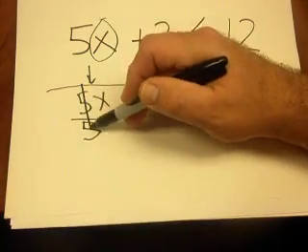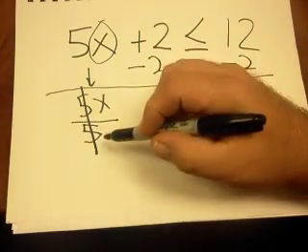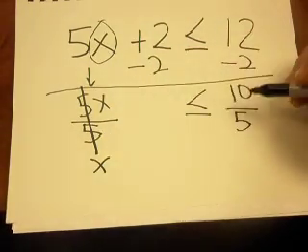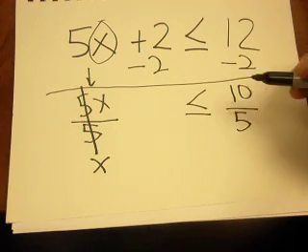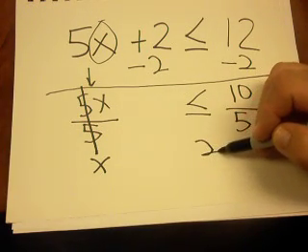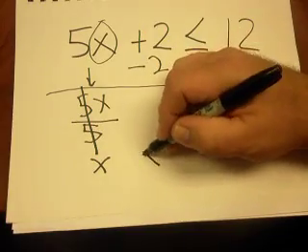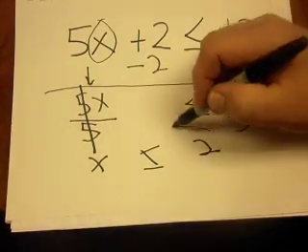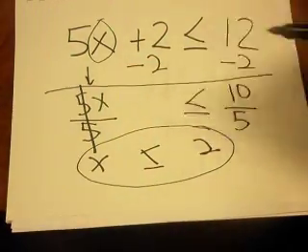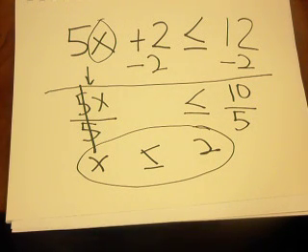5 divided by 5 is 1. I can draw myself a big 1 through there and put my x. 10 divided by 5 is 2. So I'm going to put 2 on this side. And before I bring the symbol down, I ask myself that same question again. Have I divided by or multiplied by a negative? The answer is no. So the symbol stays the same. And so that's our solution there.